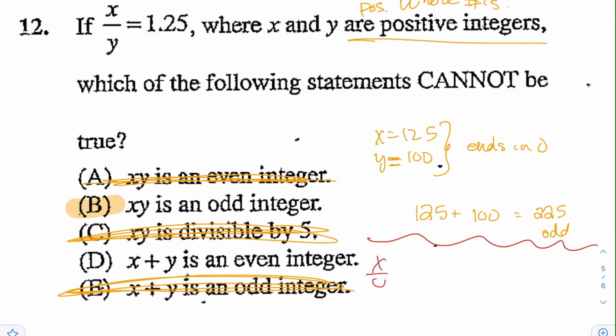So x over y is 1.25, and that's equal to 1 1/4. So you can turn this into 5 over 4. So x is equal to 5, y is equal to 4. Here, x times y is still 20, so it's not odd yet.